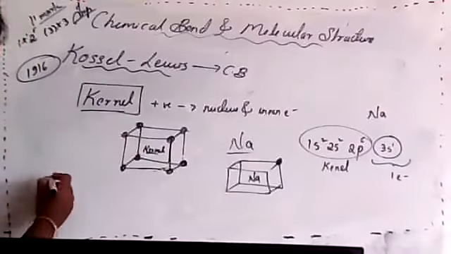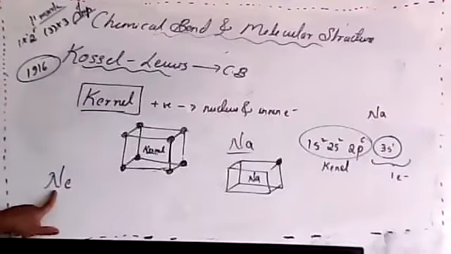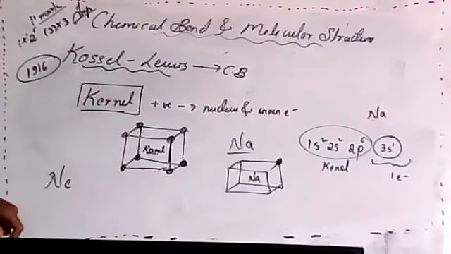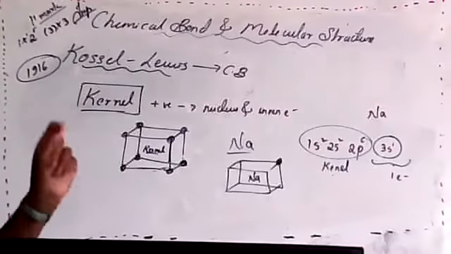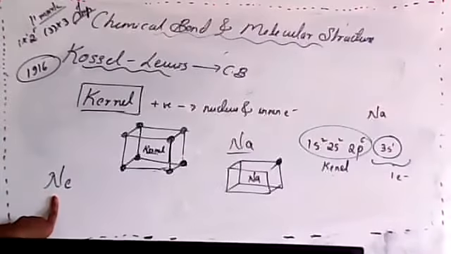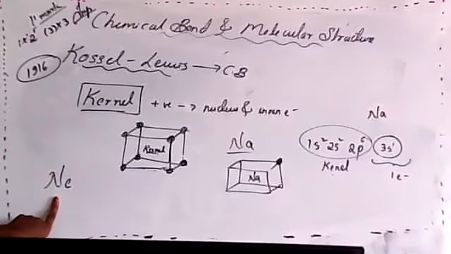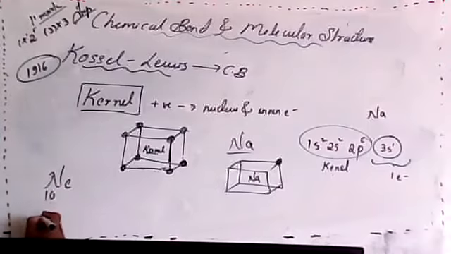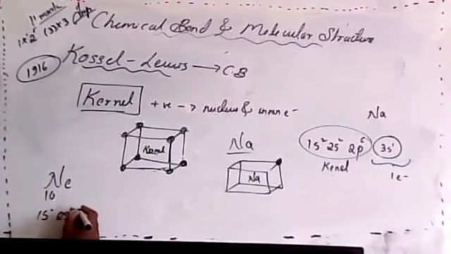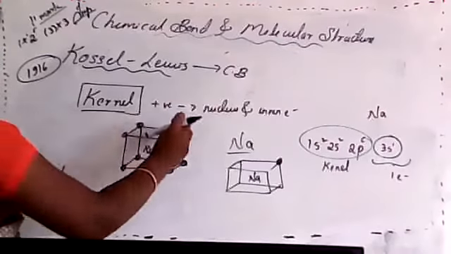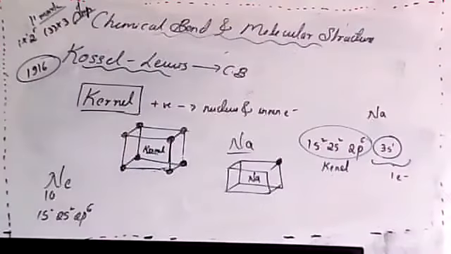If I consider neon, how many corners will be filled? How many electrons were filled? What is the atomic number of neon, student? It is 10, isn't it? I'll write 1s2, 2s2, 2p6. Now the question: how many corners were filled?